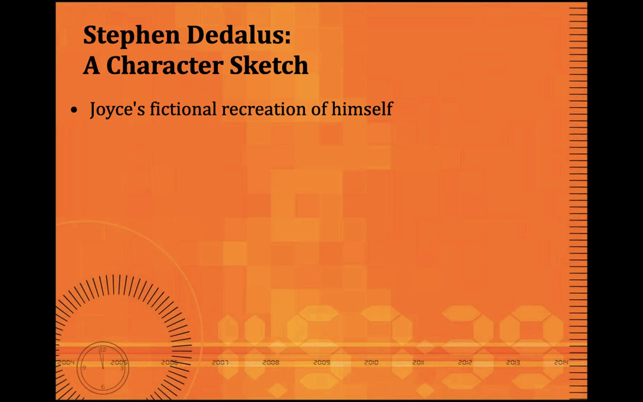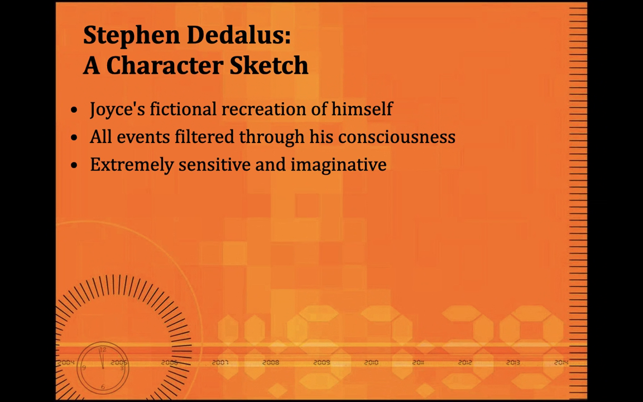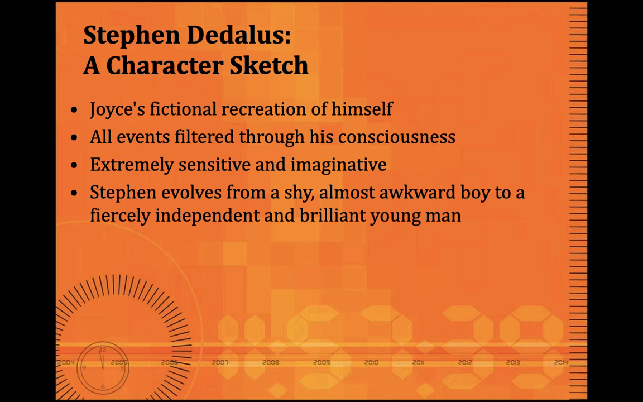Let us look at a character sketch of this protagonist. It is Joyce's fictional recreation of himself. Stephen Daedalus is an alter ego for James Joyce. All events are filtered through his consciousness. You see everything happening through Stephen Daedalus's consciousness. He's extremely sensitive and imaginative. This boy is sensitive and artistic and imaginative. When he is young, he is shy, and he evolves from a very shy and almost awkward boy to a fiercely independent and brilliant young man.